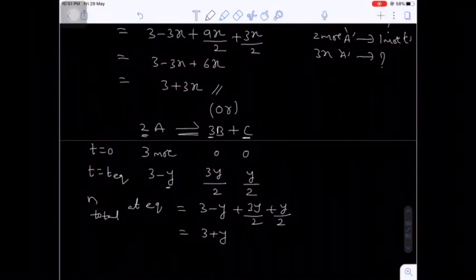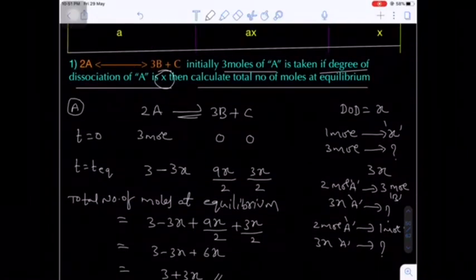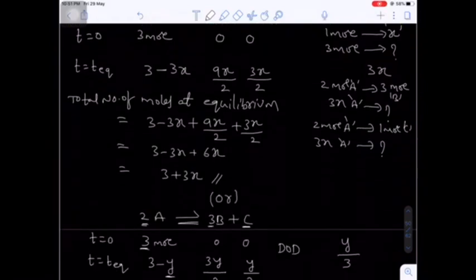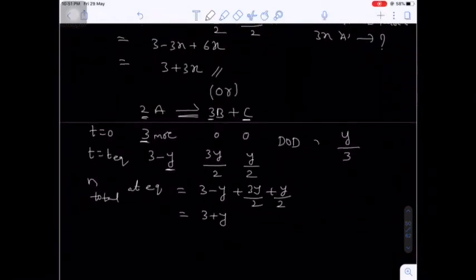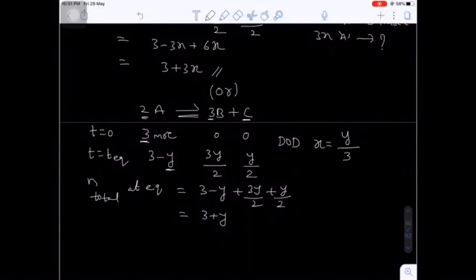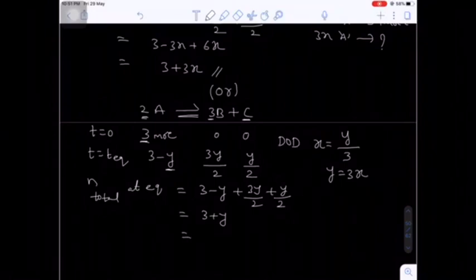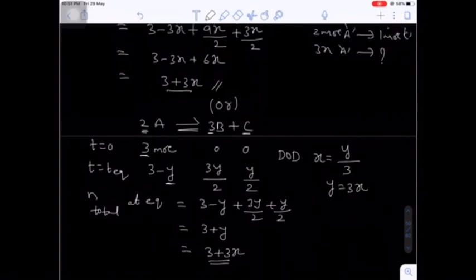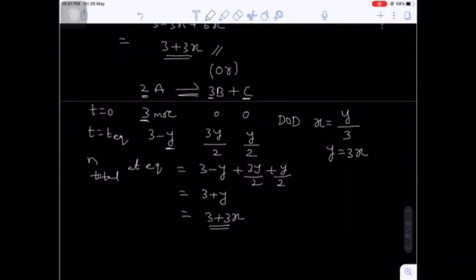Now, how many moles dissociated? Y moles. How many moles were given to you? 3 moles. The number of moles dissociated divided by the total moles initially given is known as the degree of dissociation. Now, in the question the degree of dissociation is given as X. So shall I write Y by 3 equal to X? So Y is equal to 3X. So the answer is 3 plus 3X. This is the second method. Here also we have 3 plus 3X.